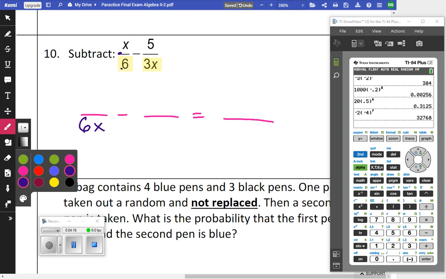Just x. That's got a 6. I need to multiply top and bottom by x. And if I do that, I get 6x like I wanted. And on top, I'm going to get x squared.